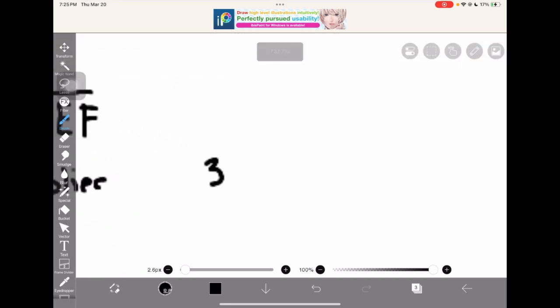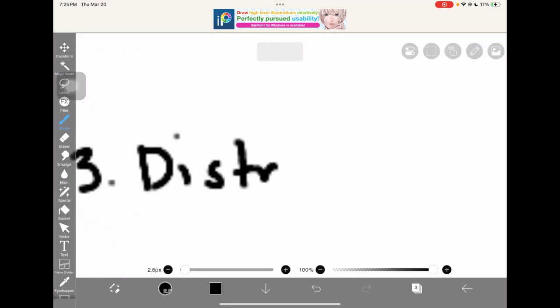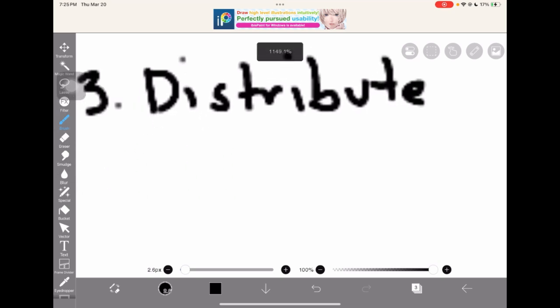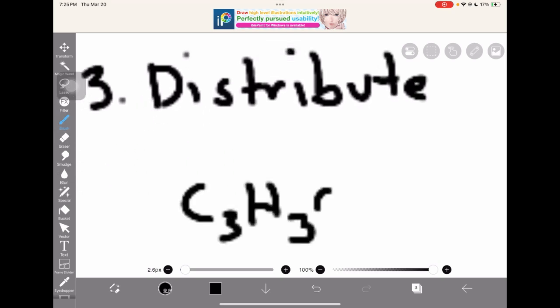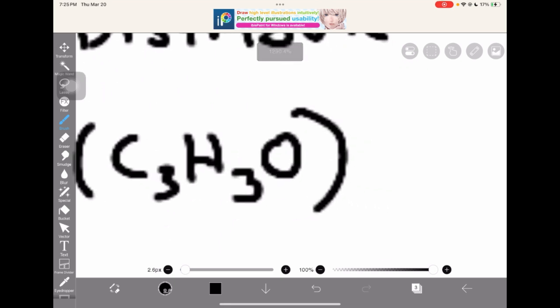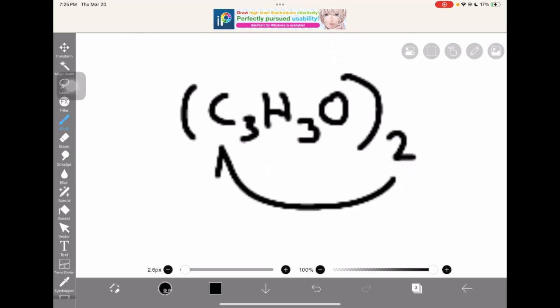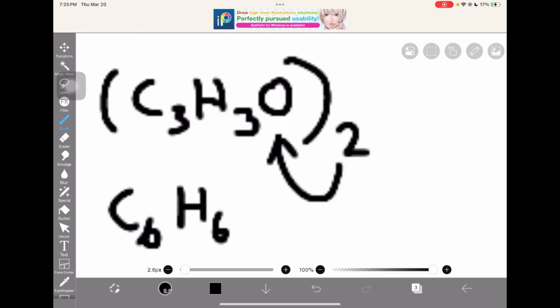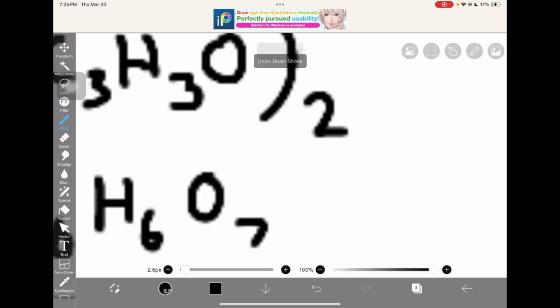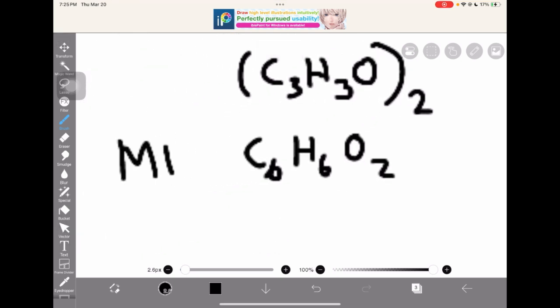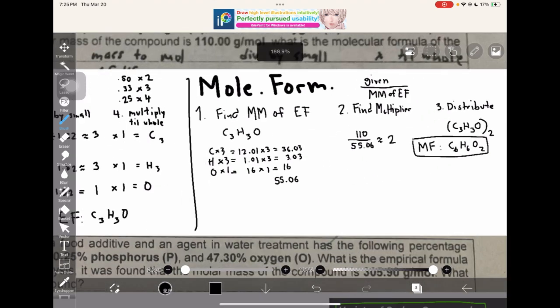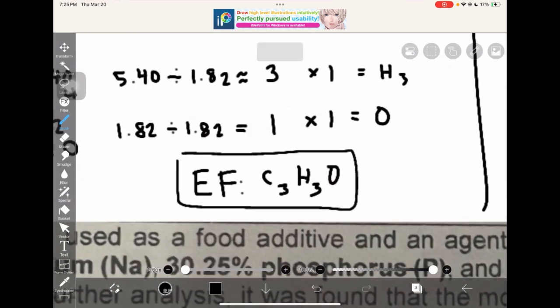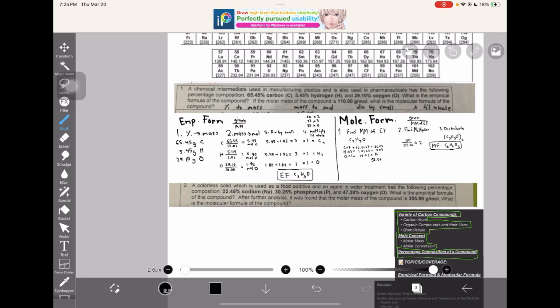And finally, step 3, distribute. Write the empirical formula once more, bracket it, and then add your multiplier, then solve. C3 times 2 is C6. H3 times 2 is H6. O times 2 is just O2. And that is your molecular formula. Very good. And there you have it. That is your complete guide to finding the empirical and molecular formula.